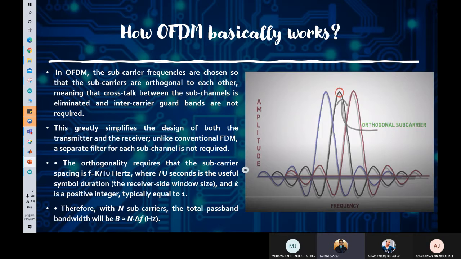How does OFDM basically work? The sub-channels are closely spaced. Each sub-channel is closely spaced, they have no guard bands between them, and they are also overlapped, so there will be more data transmission. And how does it have no interference while multiple sub-channels overlap? It has no interference because OFDM combines them closely together in a way that they are orthogonal to each other. Because it is orthogonal, that's why it has no interference.